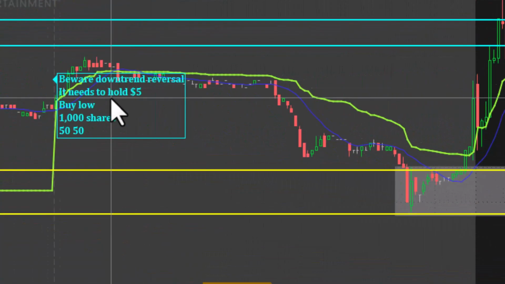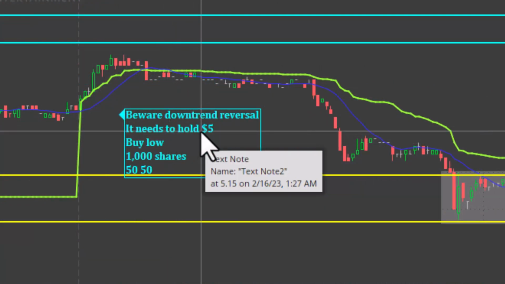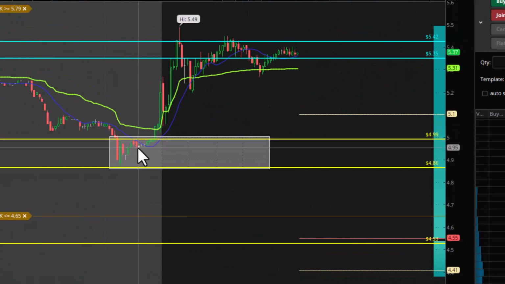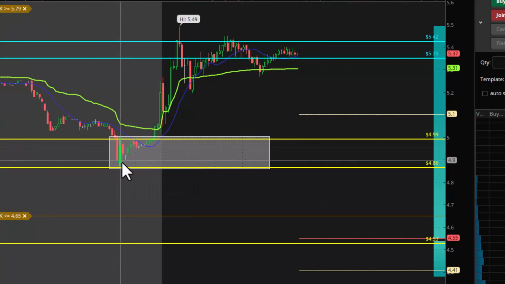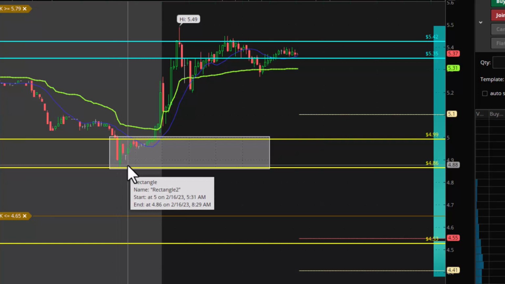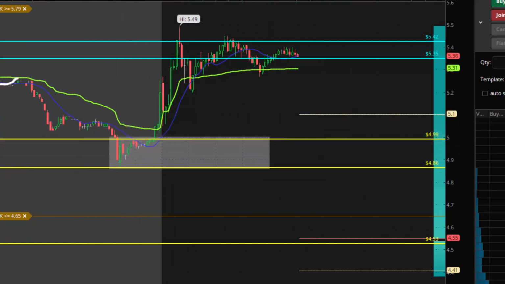I also give you guys some notes. It says beware downtrend reversal. It needs to hold $5 buy low. Okay, so buy low by $5 or lower. So in the pre-market, the stock dipped down into the 486 level. That's the low of the stock at 486. That's where you would evaluate the stock, because at that point it's in the buy zone. It's in the buy zone that we called out in the top stocks tab on the Discord Premium.